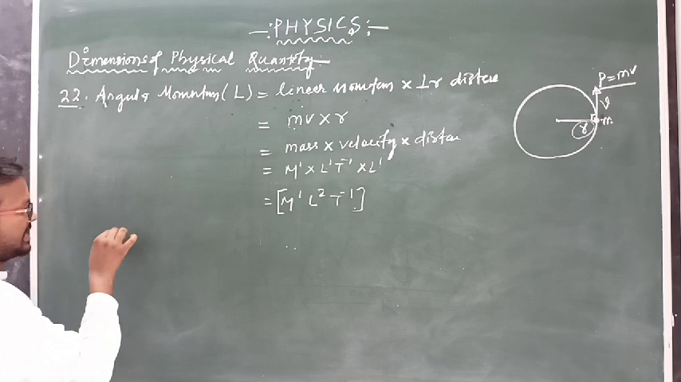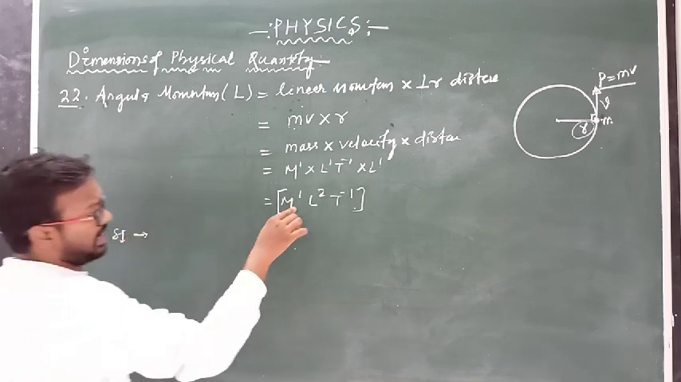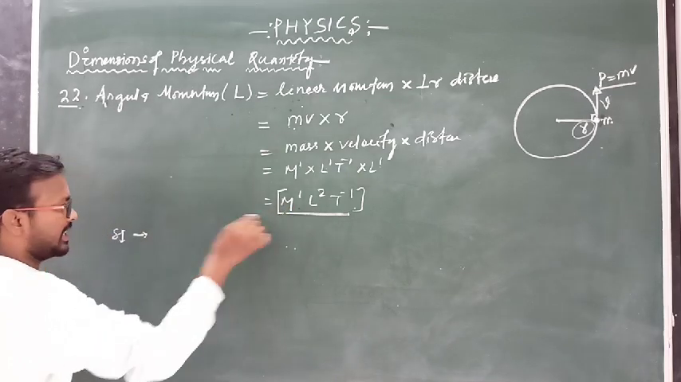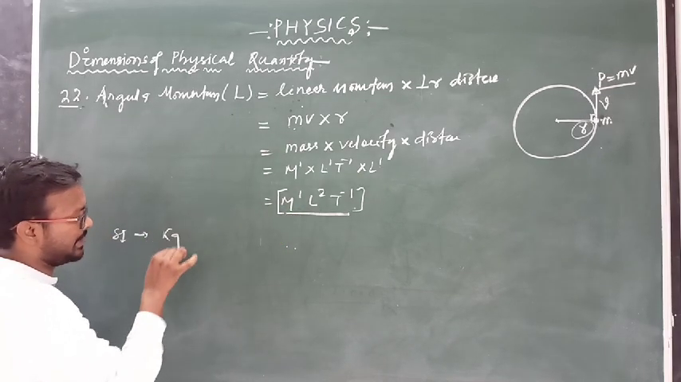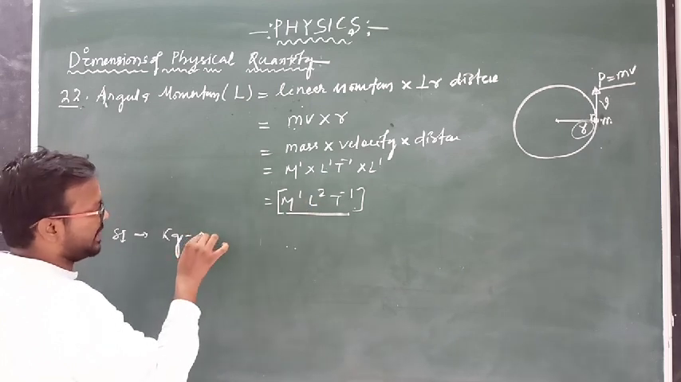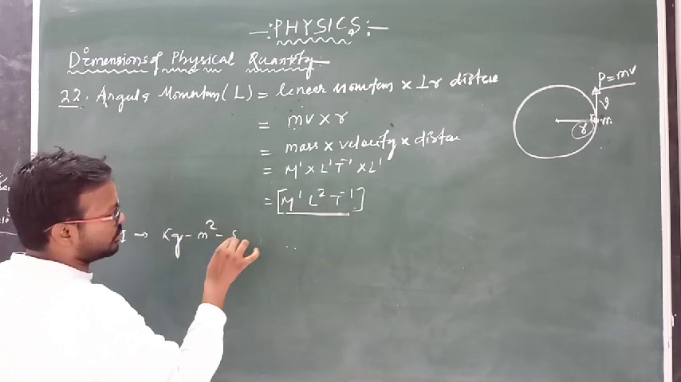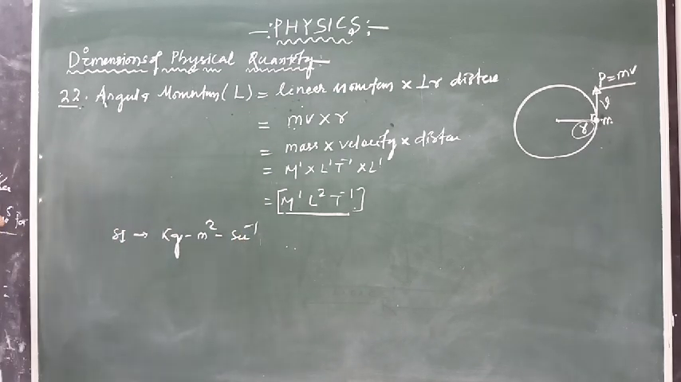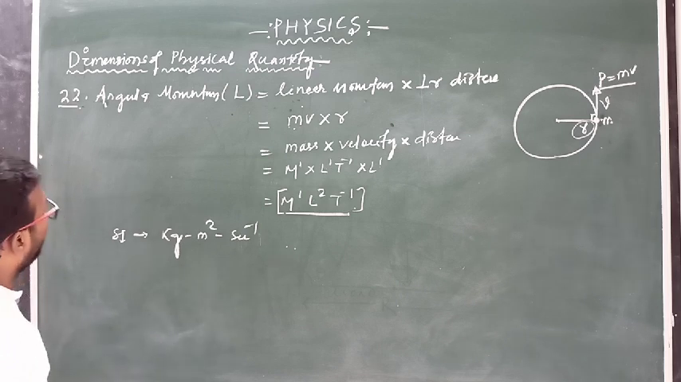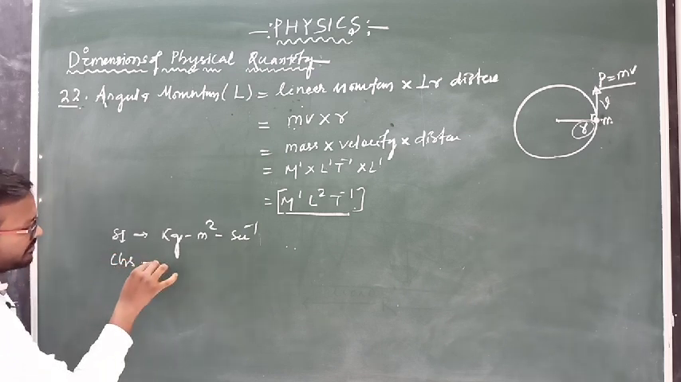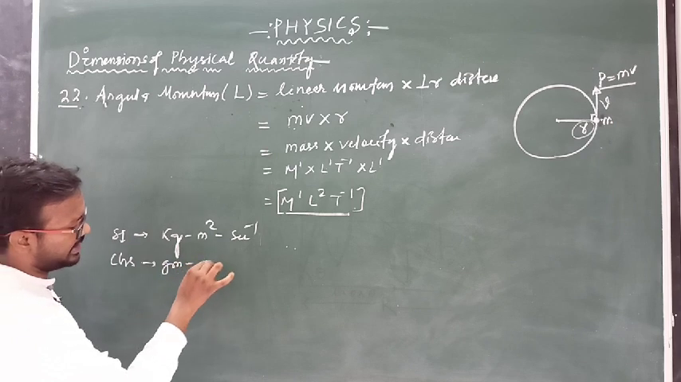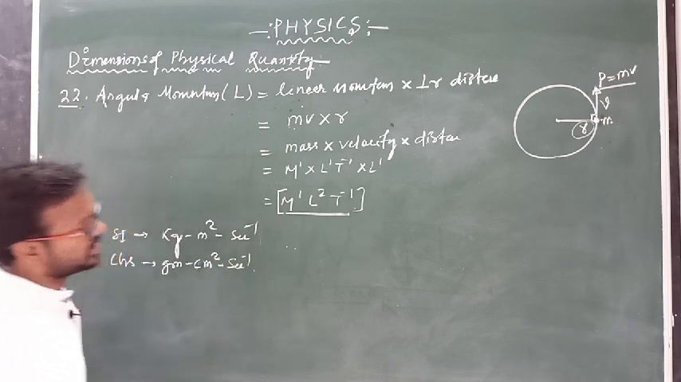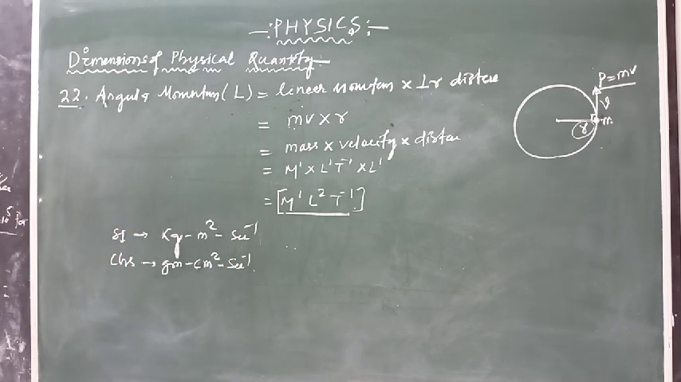And we can write its SI unit. You can write the SI unit from this relation or dimension. So here M is mass, we write kg, length squared means meter squared, second to the power minus 1. So kg m^2 s^-1 is the unit of angular momentum. Clear? Or you can write the CGS unit, that is gram centimeter squared second inverse, for angular momentum.